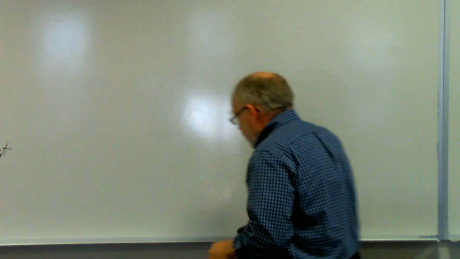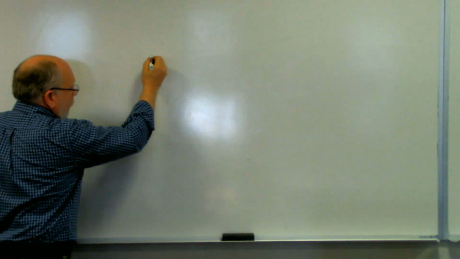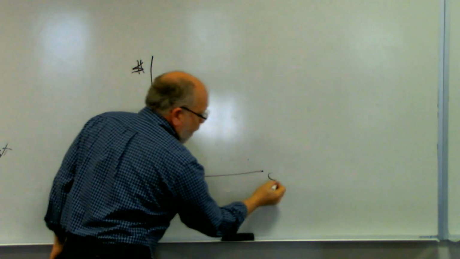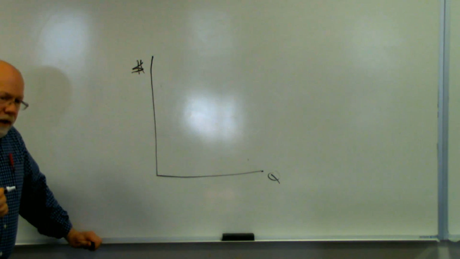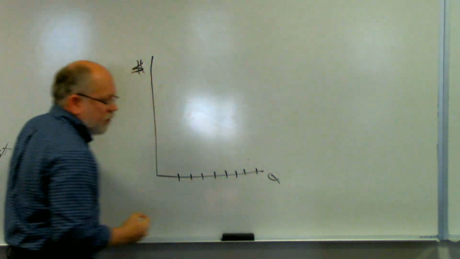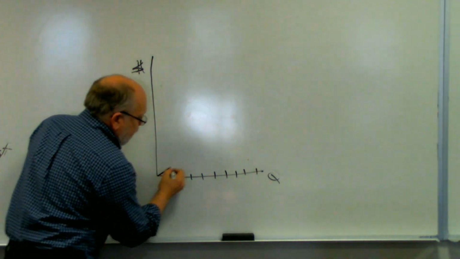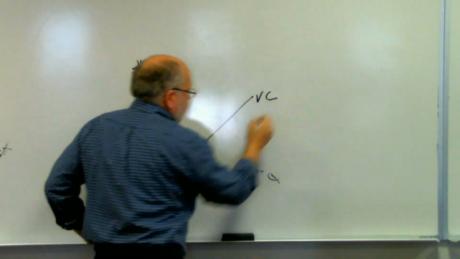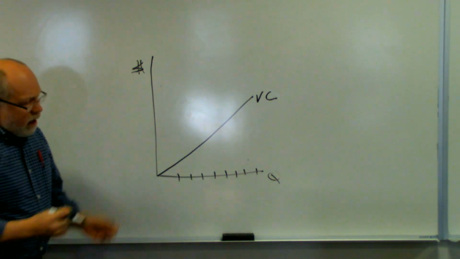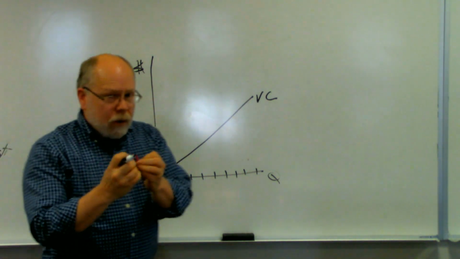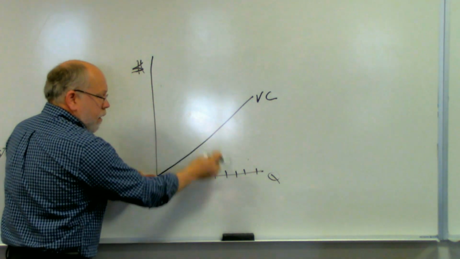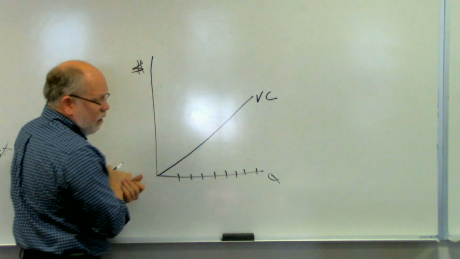So now we said that, again, we put dollars on this axis, we put quantity on this axis, and we said that variable cost varies with output. Quantity on this axis means output. And we said that the variable cost curve starts at zero and proceeds up at some fairly steady slope. And the variable cost curve is made up of two components, raw material and labor. And the more units we make, the higher the variable cost.